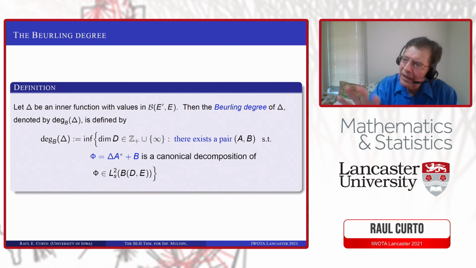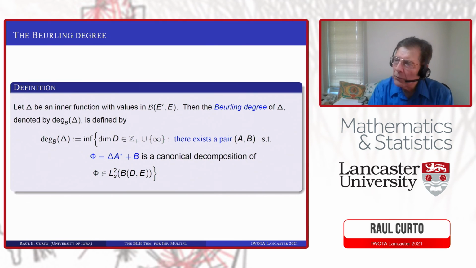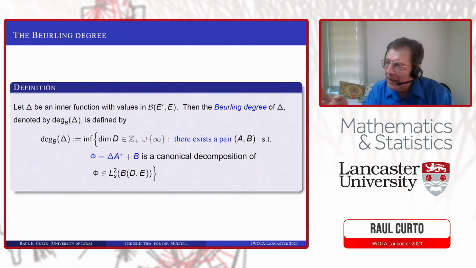So going back to the generalization of the Douglas-Shapiro-Shields factorization, we now look at those phis that have the property of being written as delta A star plus B, and then we focus on that pair A, B, okay? And then that pair is associated with D and E, but since we're doing strong L2 functions, we have to focus on the first space because that's where we evaluate at points x. So I'm looking at the dimension of that.